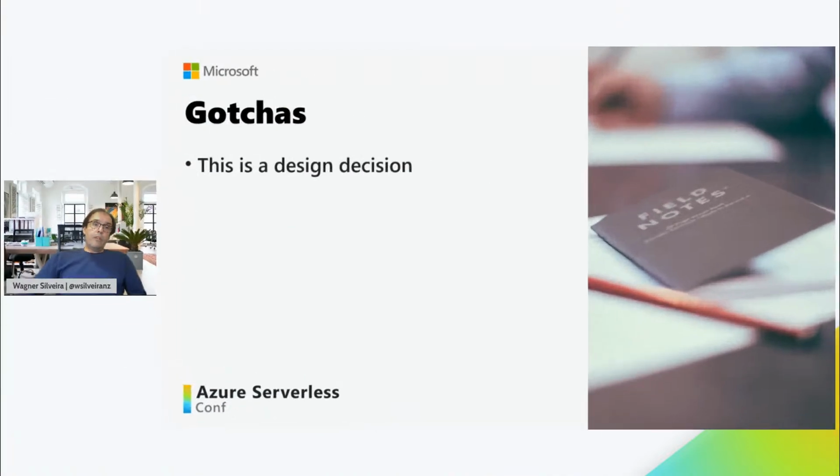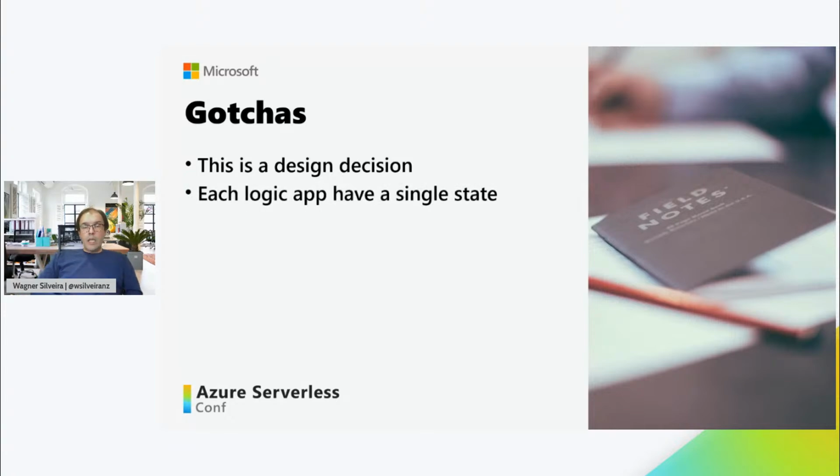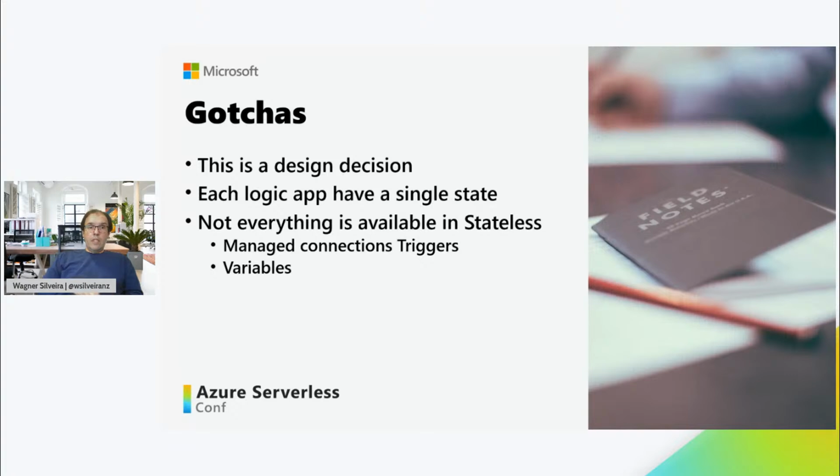But as with everything, there are some gotchas on that, right? So the first thing is stateful or stateless needs to be a design decision. The reason for that is because each logic app only has a single state. And although in theory you should be able to change that state, not everything that is available in stateful is available in stateless, right? So for example, you have managed connections with triggers from managed connections. You don't have all of them. You only have the HTTP requests and the timers. And variables, those are the two things that I noticed are not available in Logic Apps stateless, right?